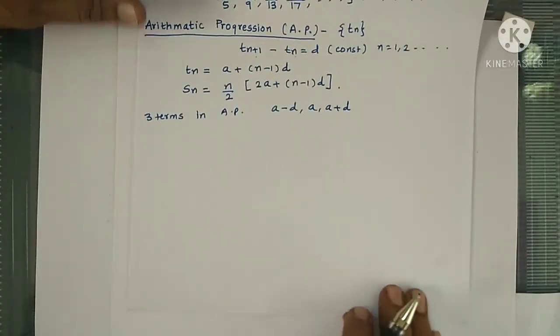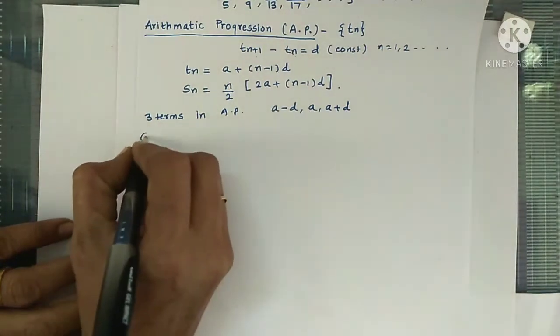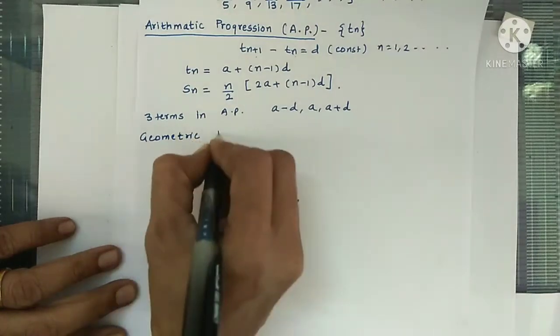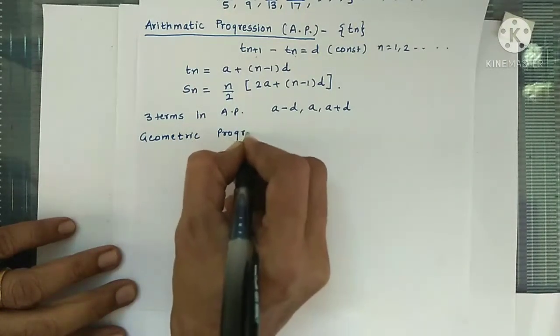So let's start with geometric progression, GP. First, let's write the definition.